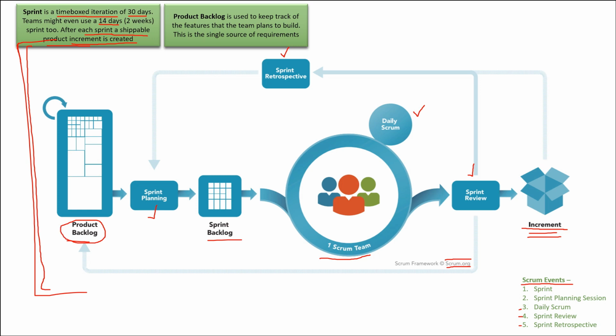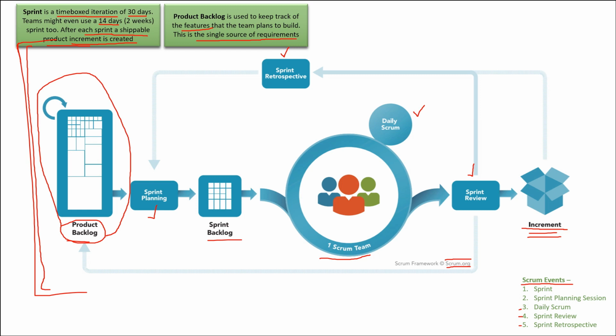Okay, the next item on the list is product backlog. What is this product backlog that you see here? This is nothing but basically a list of all the features or all the items that the team plans to build. This is your single source of requirements.